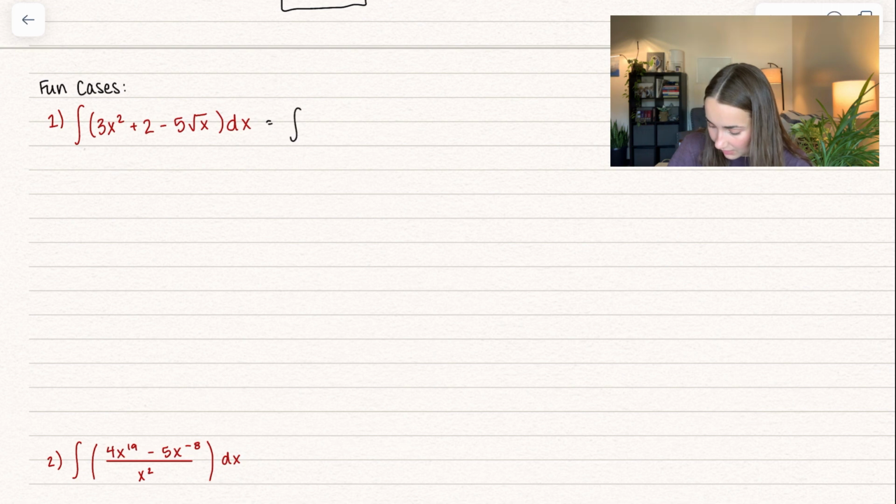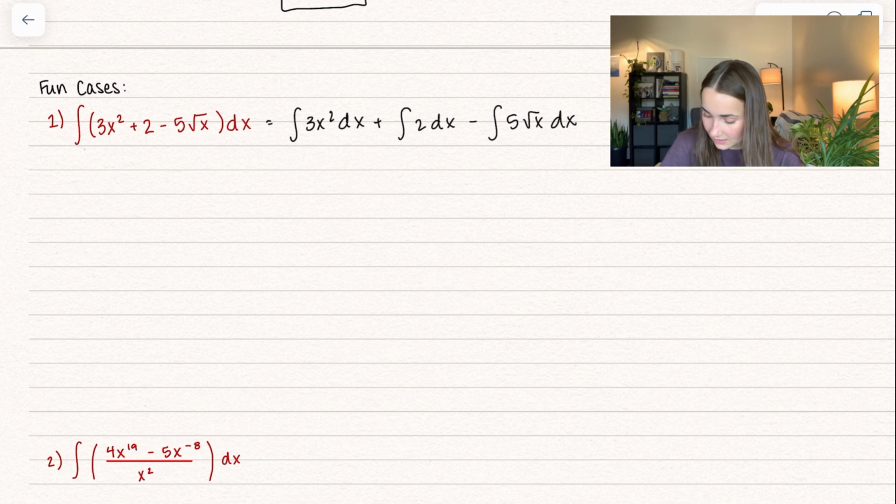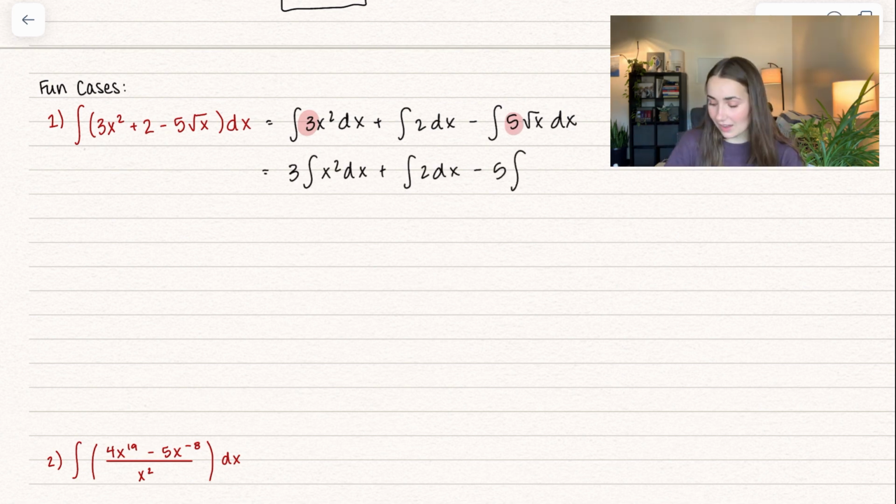So first, we have the integral of 3x squared dx, and now we're going to add the integral of 2 dx. And don't forget, now we're subtracting 5 times the square root of x dx. So now what I'm going to go ahead and do is use the constant multiple rule. So I'm going to bring out all of these constants. This square root of x, I'm going to rewrite as x to the 1/2 because we can apply power rule. So let's do that for all of these.